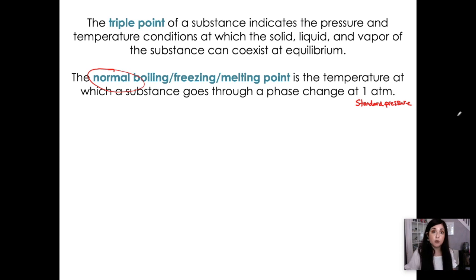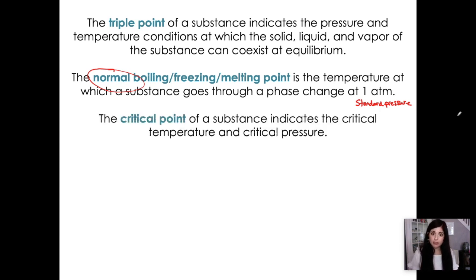So this would be if you were on the beach, right? If you're at 1 atmosphere, what's the normal freezing, boiling, or melting point of that substance? Of course, if the pressure changes, if you are down below the surface of the ocean, or if you are on top of Mount Everest, because the pressure is different, a substance will boil or melt or freeze at different temperatures, which is really cool.